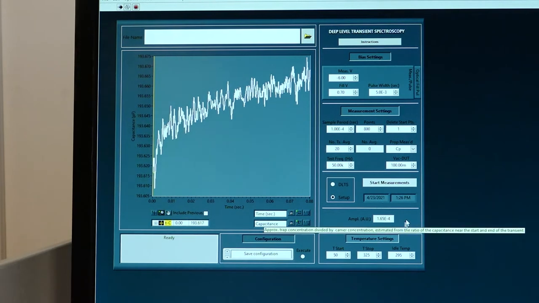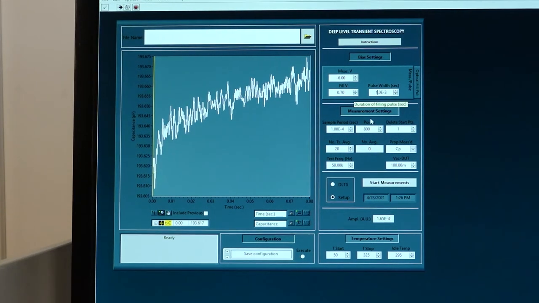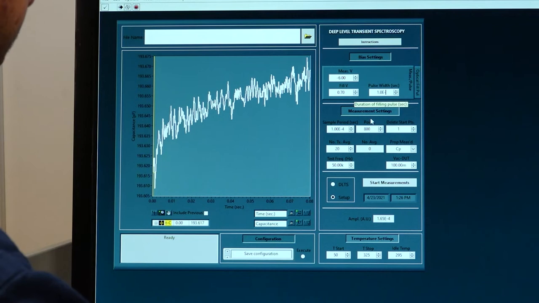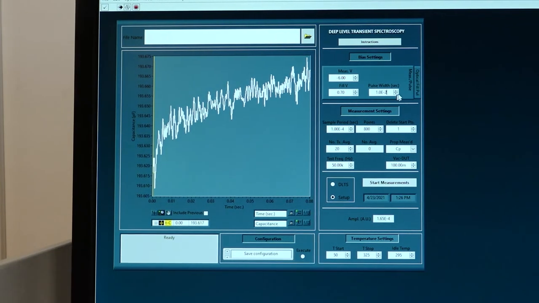Okay, so we see that when we increased the pulse width from 1 millisecond to 5 milliseconds, the amplitude remained similar. Let us try to increase it to a further higher value and see whether it improves or if it remains constant. So we have made it 10 milliseconds, and let's look at the amplitude.